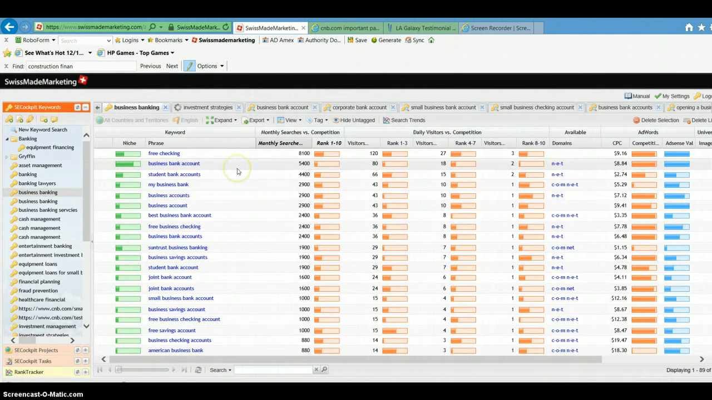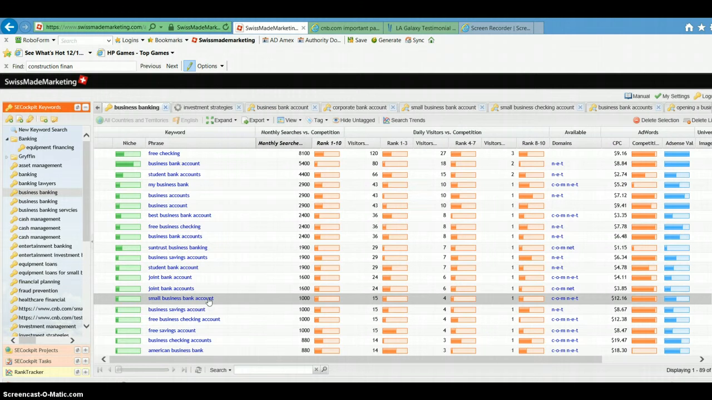So these are the larger keywords. Then I will start scanning and going down this list to see what would be the most viable term for that page. So small business bank account seems like it would be a fantastic term. It has a good number of monthly searches and it's very relevant.